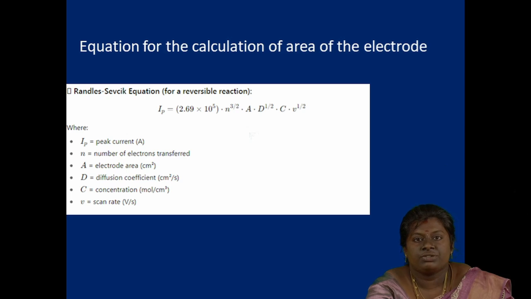So this is the equation for the calculation of the surface area of the electrode using the Randles-Sevcik equation. IP is equal to 2.69 times 10 to the power 5, N to the 3 by 2, A, D to the half, C, nu to the half. From this we have to calculate A. We know the value of IP, the current intensity obtained from the graph. N is the number of electrons, which we know is involved in the system. D is the diffusion coefficient, and the concentration we know. The scan rate is there, as we are applying the potential at a sweep rate, and we know that. So from the known parameters A can be calculated using this formula.